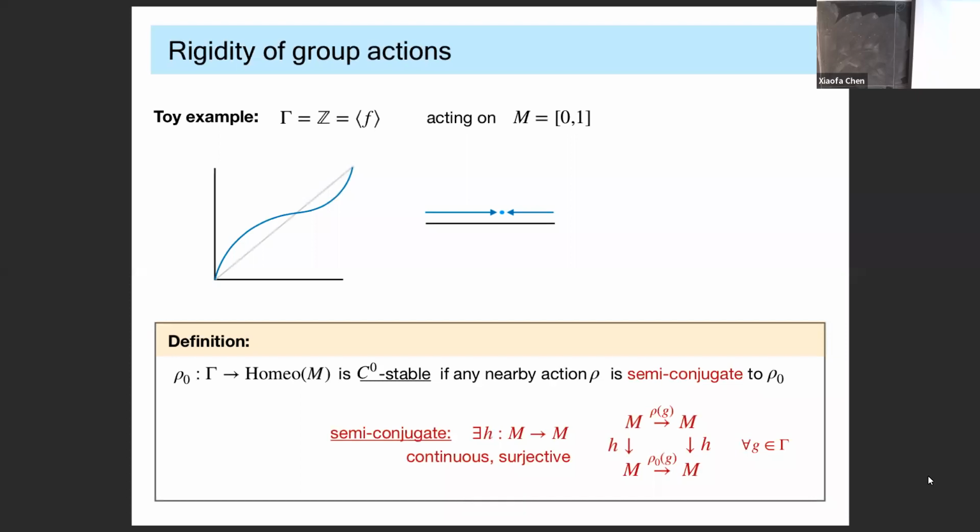Okay, so here's a very baby example of a group acting on a space. My group is an infinite cyclic group. It's just iterates of a single transformation F. And my space is the simplest possible space, perhaps. It's the closed interval. Okay, and here's my action. I drew, it's a function, right? From the interval to itself, I drew a graph of a homeomorphism.